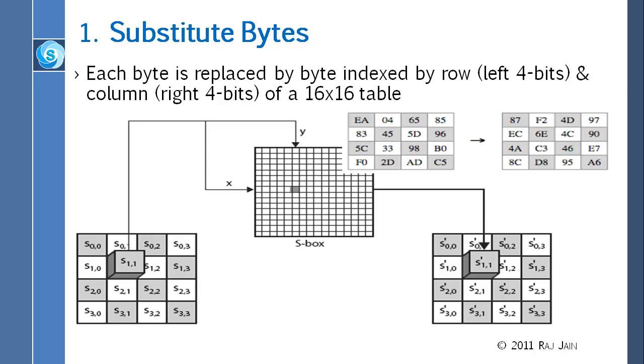So you take any byte and you take the first nibble, half byte. That becomes the row number, and the second nibble becomes the column number, and then you find the substitute. So basically, it is showing that X, Y would be substituted by this one. So you do EA, and you will find out that it should translate to 87. 83 will translate to EC and so on and so forth. There is a whole 16 by 16 table in the book. It's straightforward. In any software or hardware implementation, this is built in.